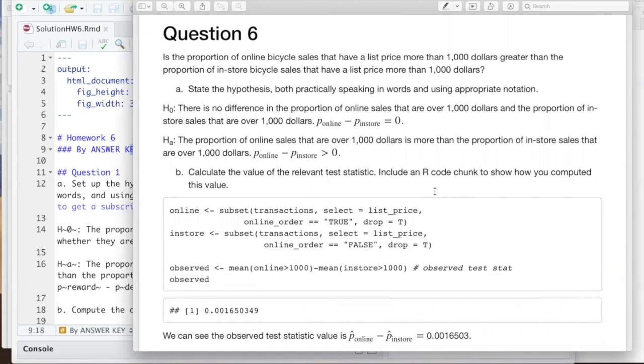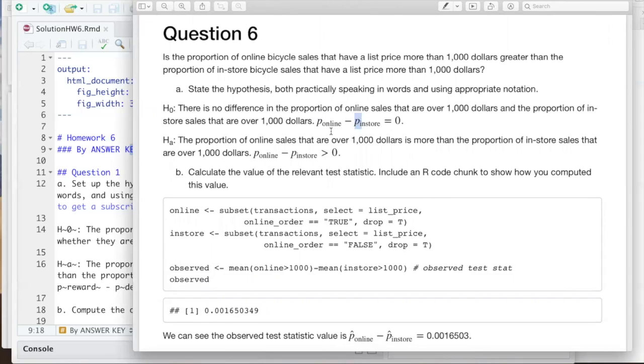And lastly, question 6 was dealing with the difference in 2 proportions. Some of the sales were online, some were in store. And the question is, was the percentage of sales online that were more than $1,000 bigger than the percentage of sales in store that were more than $1,000? So these are claims about proportions.